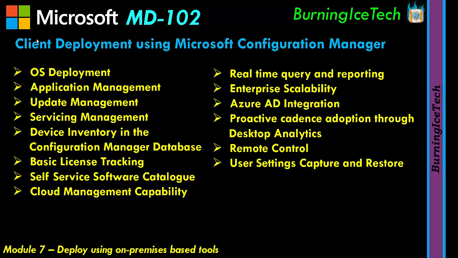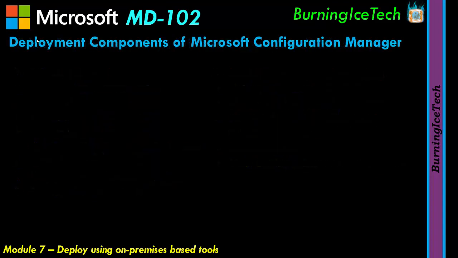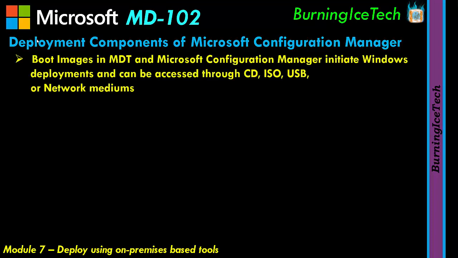Now, speaking of cool, looking at deployment components of the Microsoft Configuration Manager, that would be obviously boot images in the MDT and Configuration Manager. So these boot images, they basically initiate the deployments, which can obviously be accessed via CD, DVD, ISO, USB, or network mediums. So as long as you go and initiate it, that's what's going to happen. This can be 32-bit platforms, can be 64-bit platforms, and it's all customizable.